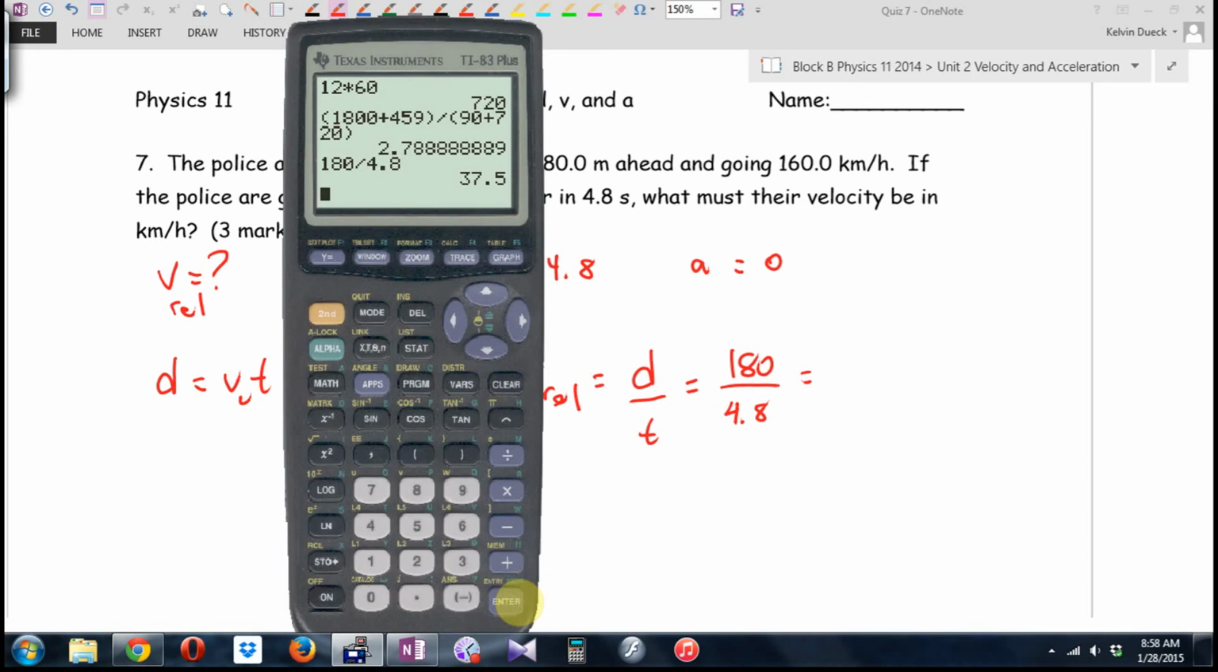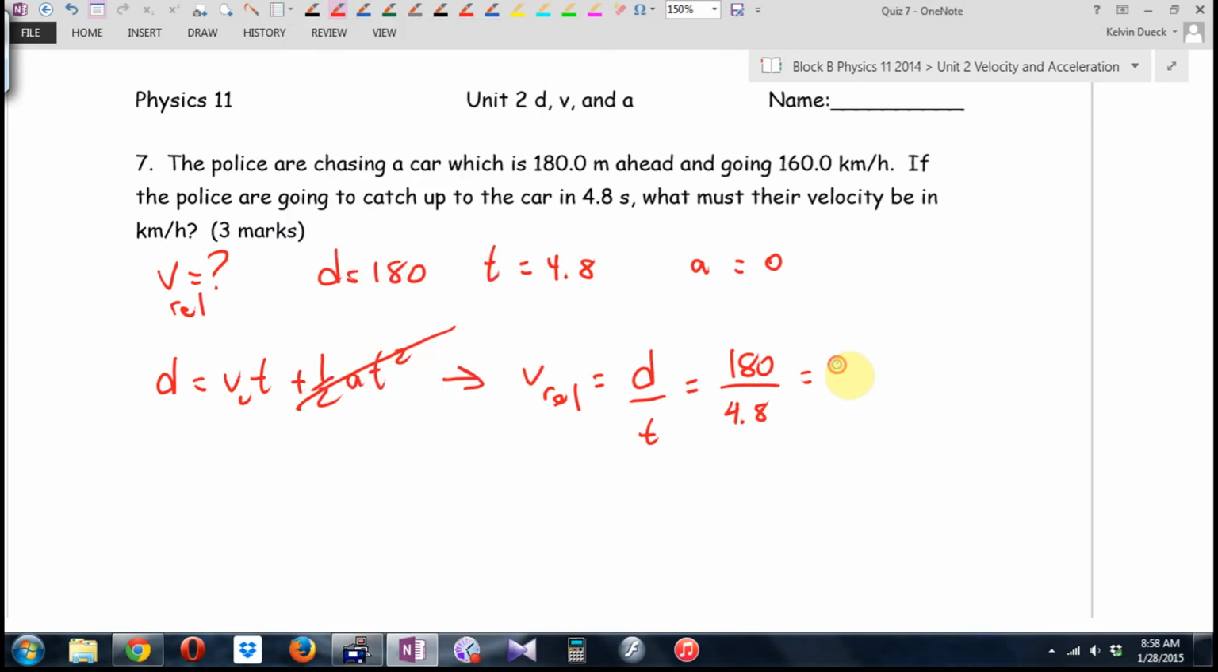And I get, Colin, a relative velocity of 37.5 what? Units. It's meters per second. What that means, Colin, is the police have to be going 37.5 meters per second faster than the bad guys to catch up. Except, what did I want the final velocity units to be?